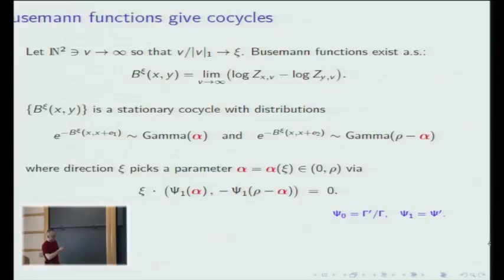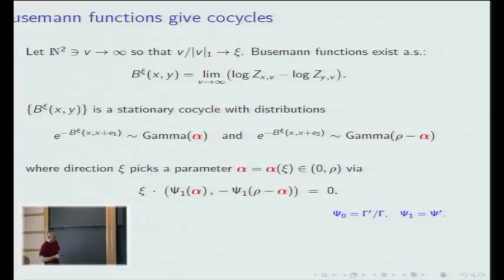And when you pick a direction xi, of course, that picks the parameter alpha. So this is an equation that arises along the way that tells you how the alpha is chosen. These psi naught and psi 1 are the digamma and the trigamma functions. So the digamma function is the logarithmic derivative of the good old gamma function, and then the trigamma is the derivative of the digamma. And I see there should be a subscript 0 down there.